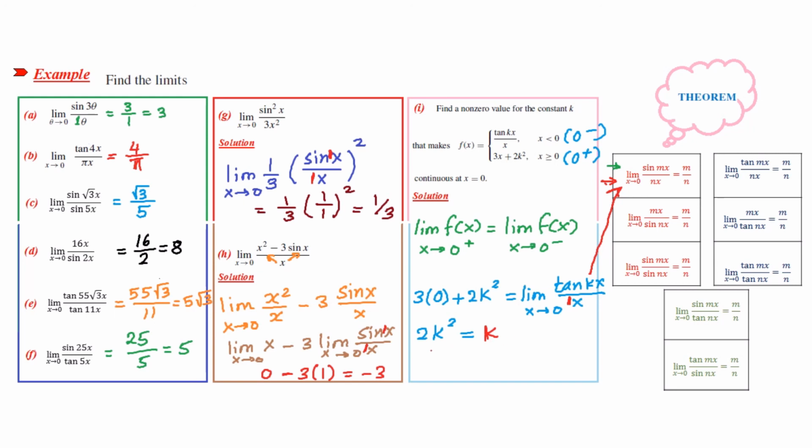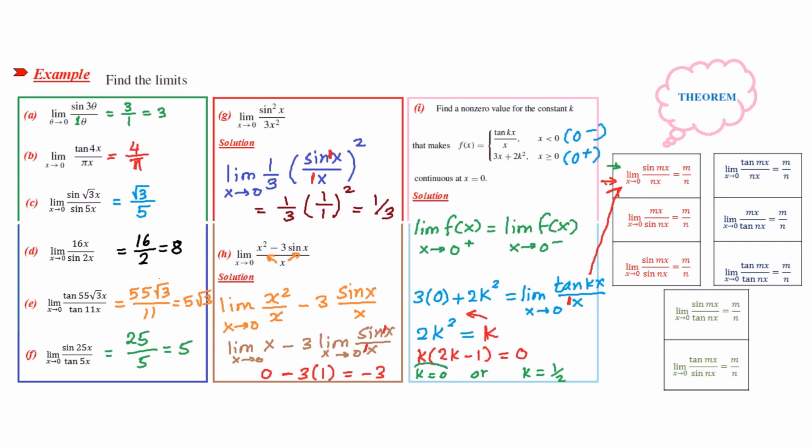Now we have to move k to the left hand side and take k as a common factor, and you will get k times 2k minus 1 equal to 0. By solving, you will get k equals 0 or 2k minus 1 equal to 0. That means k equals a half, 1 over 2.